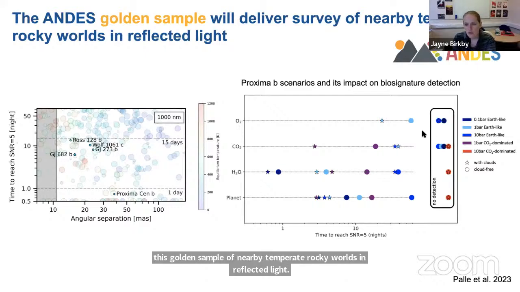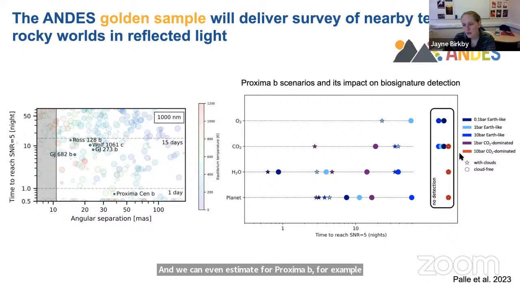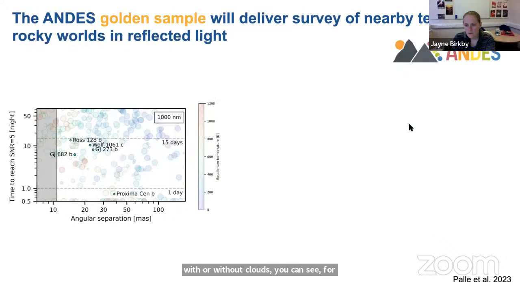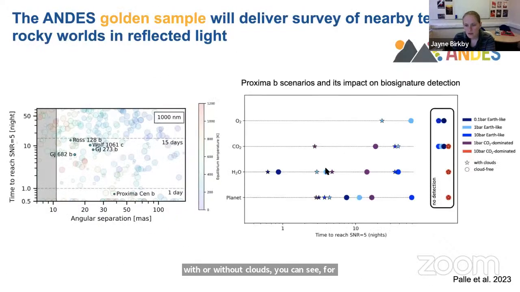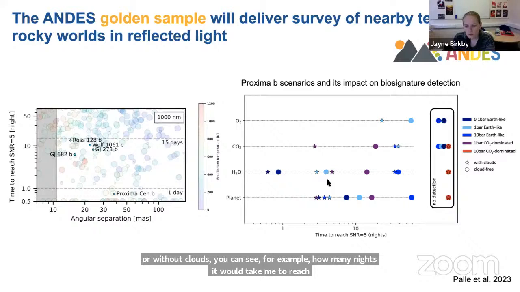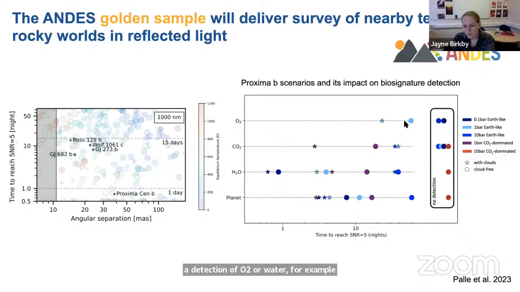And we can even estimate for Proxima b, for example, if I took a 1 bar Earth-like scenario with or without clouds, you can see, for example, how many nights it would take me to reach a detection of O2 or water. This is on the order of sort of 50 nights or less.